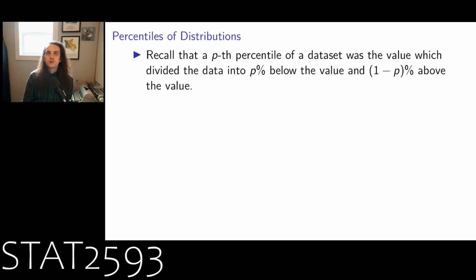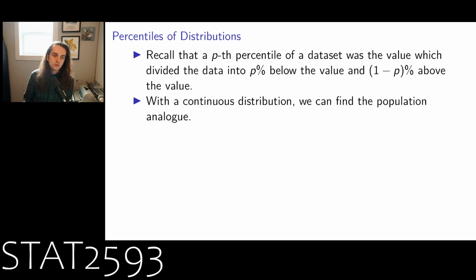Now, when we were looking at our data sets, we generalized the concept of our median to that of percentiles. We said that the pth percentile of a data set was the value at which p% of the data fell below that value, and 1 minus p% fell above that value. We could think about doing the same thing with distributions, and it's a lot easier to think about in the continuous case. Generally speaking, we can find the population value for these using the continuous distribution. With the discrete distribution, it's a little bit harder to do.